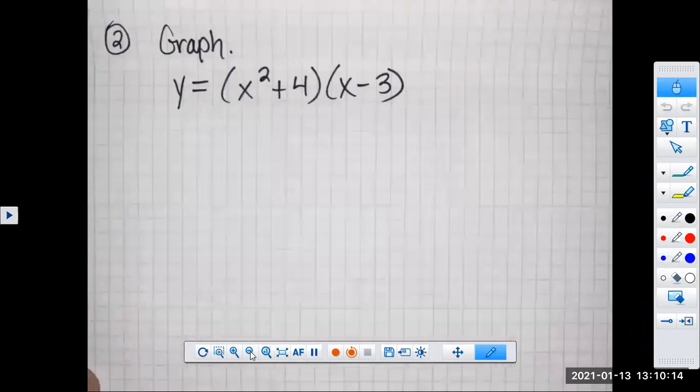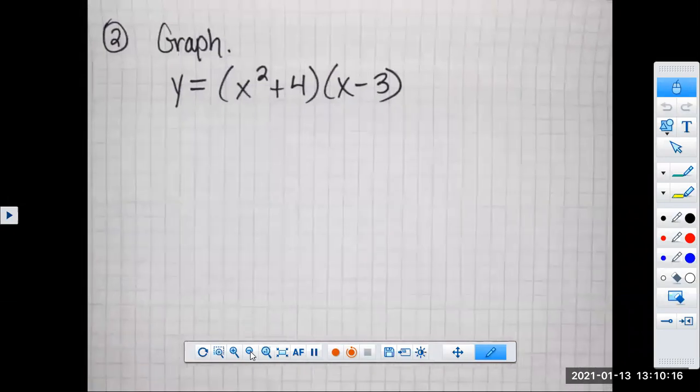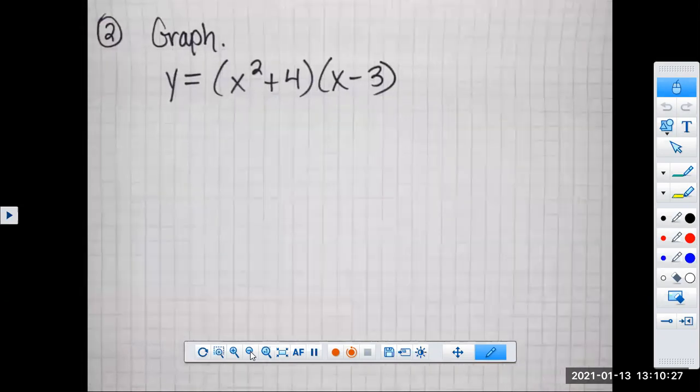Okay, number 2, graph y equals x squared plus 4 times x minus 3. Is this one factored or not factored? It is in factored form, which will help you find the x-intercepts quicker.